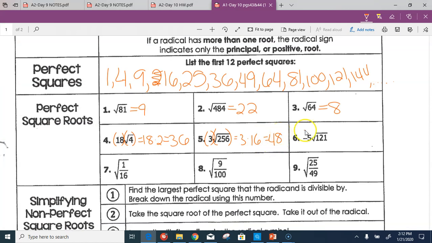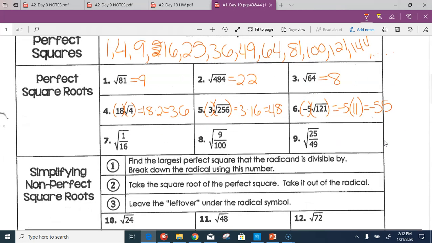And I can say negative 5 times the square root of 121. That means negative 5 times 11. Negative 5 times 11 is negative 55. So square roots can actually be used as pieces of an equation or an expression to do some problem solving.